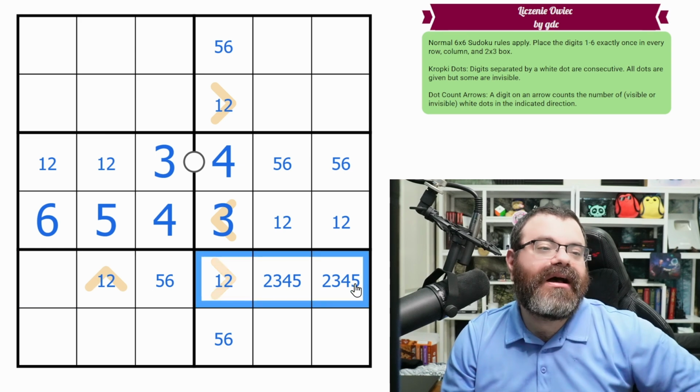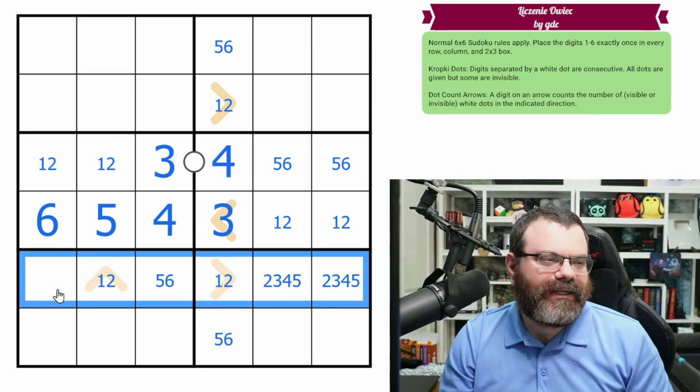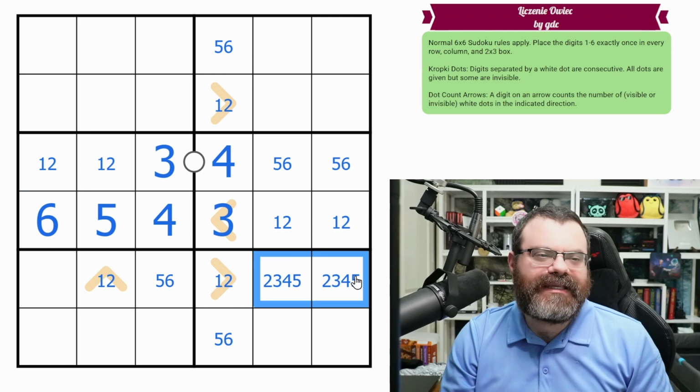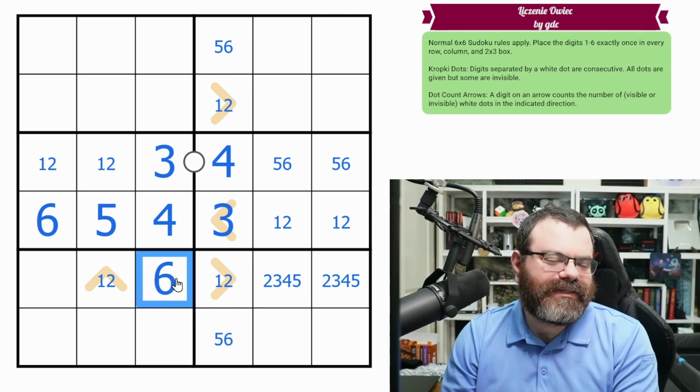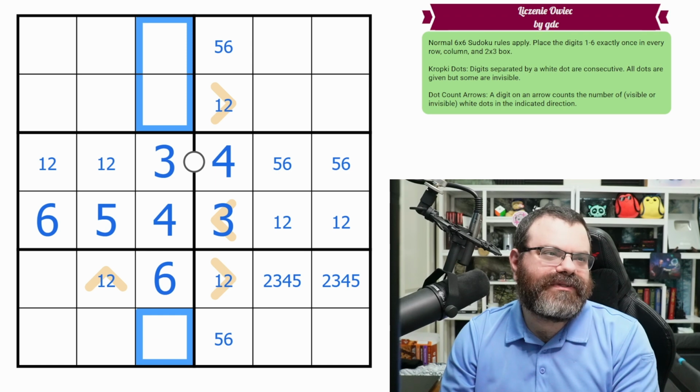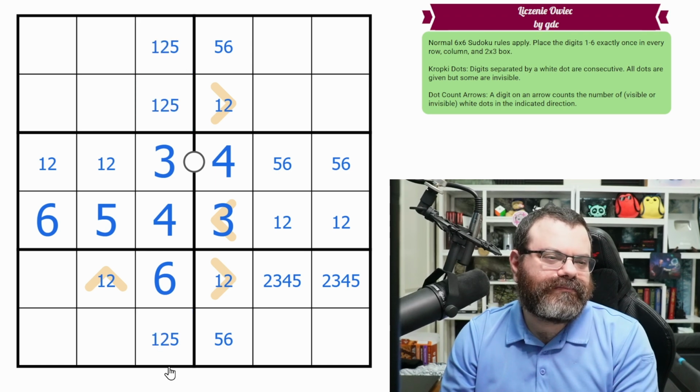Oh, 6. Ah, that's what it is. It's 6 in this row. Right, this 6 sees here, and these can't be 6 because it would have to be a 5, 6, because we know these are consecutive. So this is our 6. And so this is 1, 2, 5. Now that means down here we have a 6. I don't know how helpful that is.